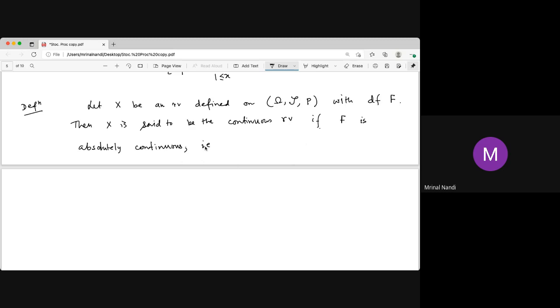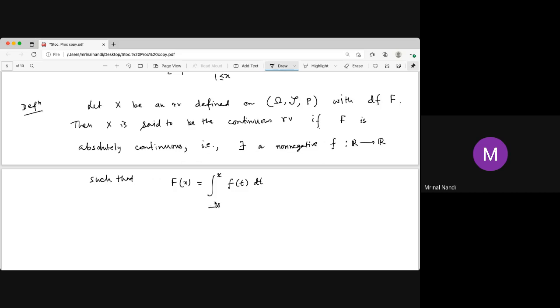So what is the meaning of this? There exists a non-negative function f from R to R, and that is actually the PDF. That small f is called the PDF, such that for all x, the capital F(x) can be written as the integration from minus infinity to x of f. Obviously for a non-negative function that integration is a continuous function, but any continuous function may not be in this form.